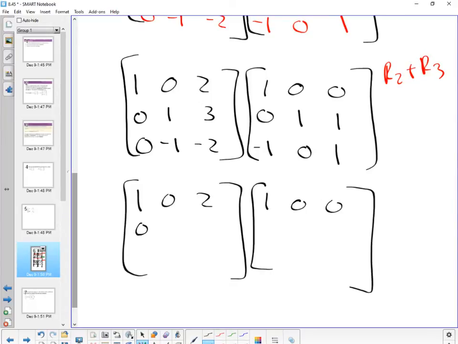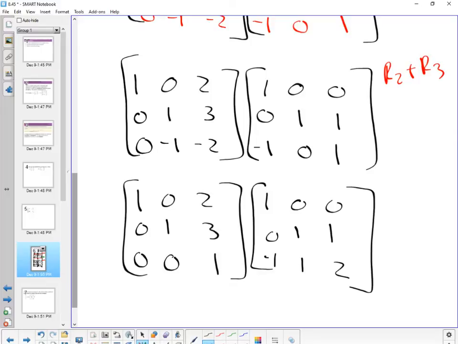Row 2 is not changing. Row 3 is changing, correct? So 0 plus 0 is 0. 1 plus negative 1 is 0. 3 plus negative 2 is 1. And then I've got negative 1, 1, 2. That's your answer? Well, is this RREF?